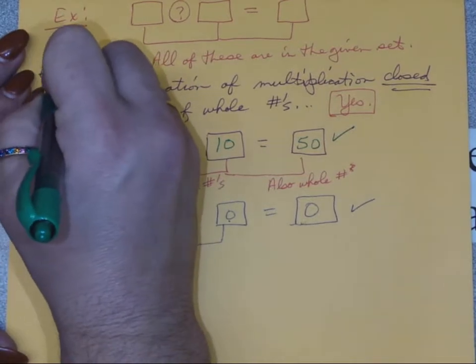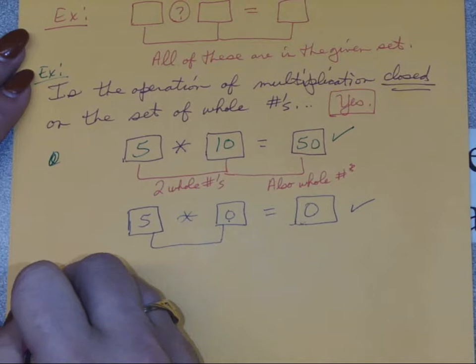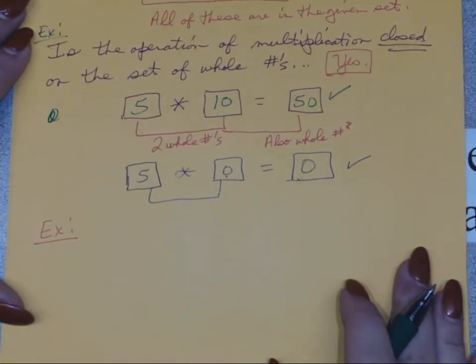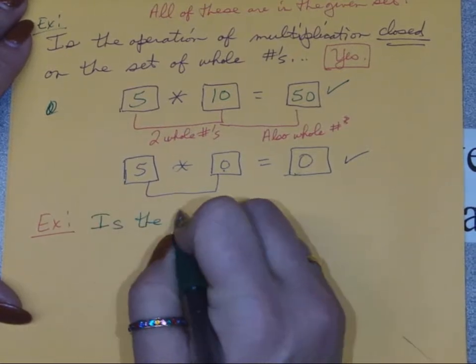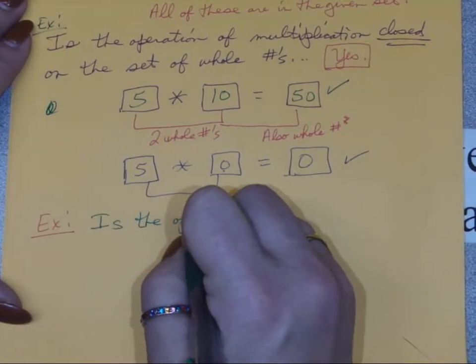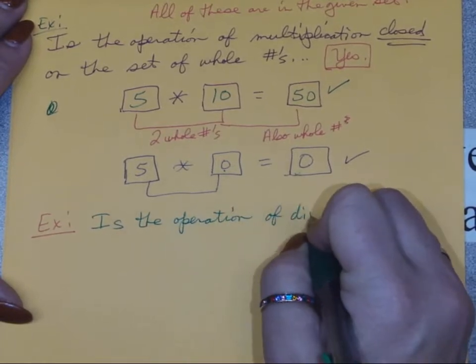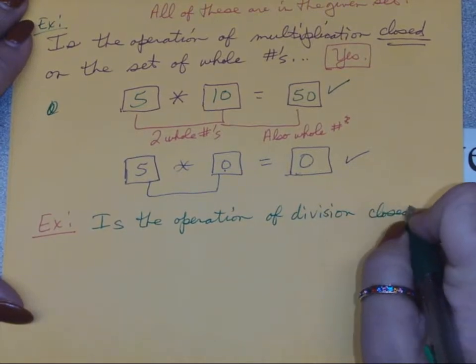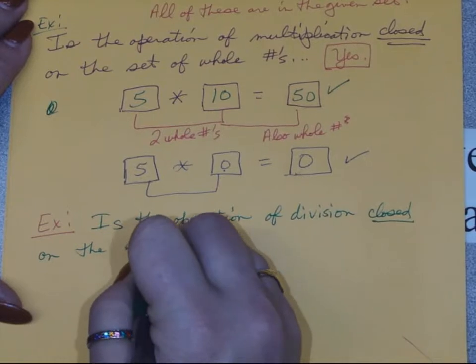Okay, so I'm going to take just a second here because right here's my example. I want to make sure that we know what it looks like if it wasn't. So here's my next question. Is the operation of subtraction, oh no, let's do division. We haven't done division yet. Is the operation of division, it would have worked on either one of them, closed on the set of whole numbers?